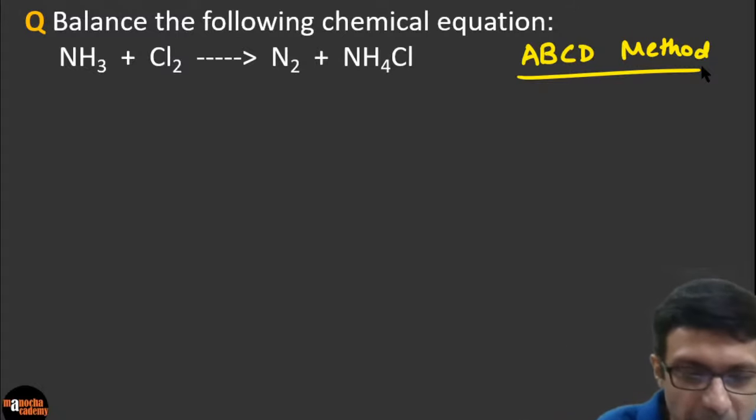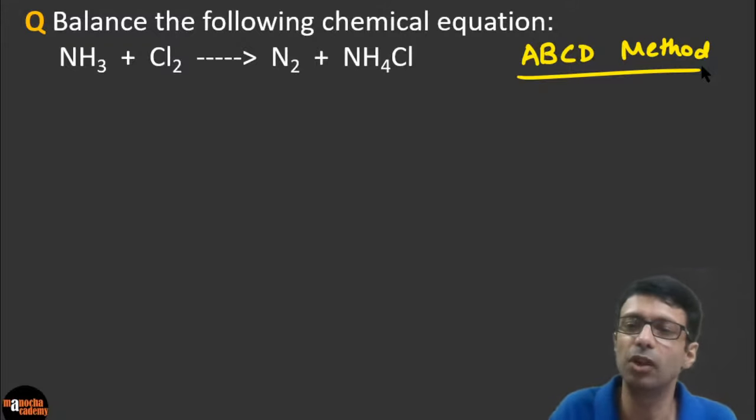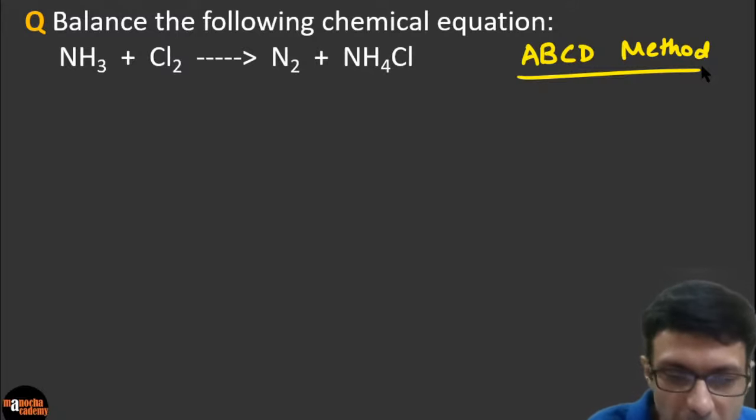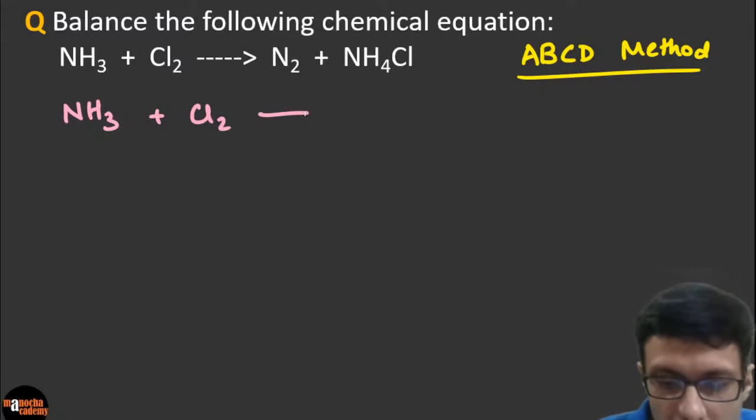So let's try this balancing using our fantastic ABCD method. This method is really good because any difficult equation you can balance it, and I'm going to show you in a really simple way. So first let's write down our equation: ammonia plus chlorine gives nitrogen plus ammonium chloride.